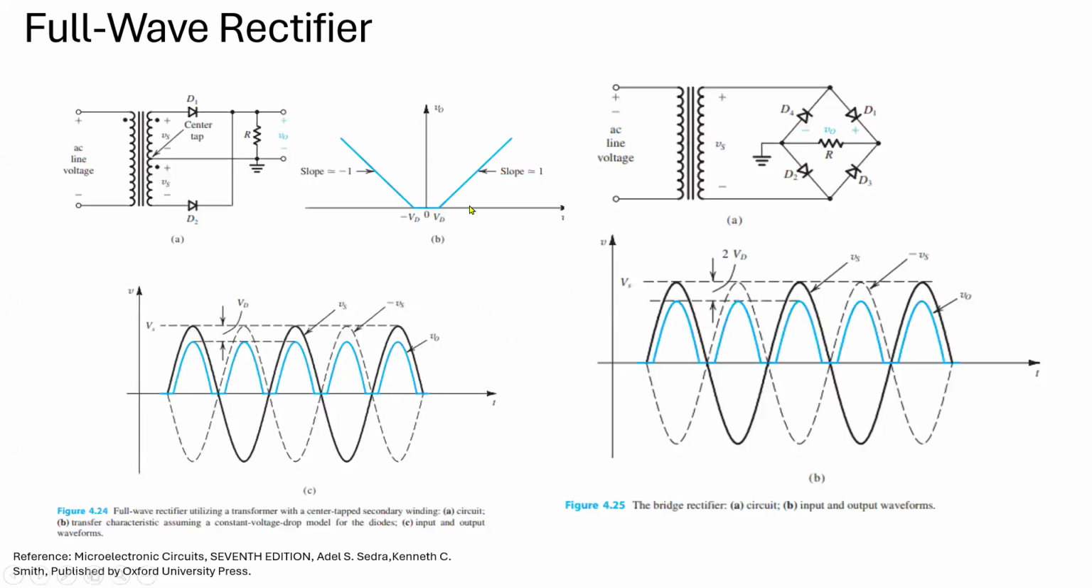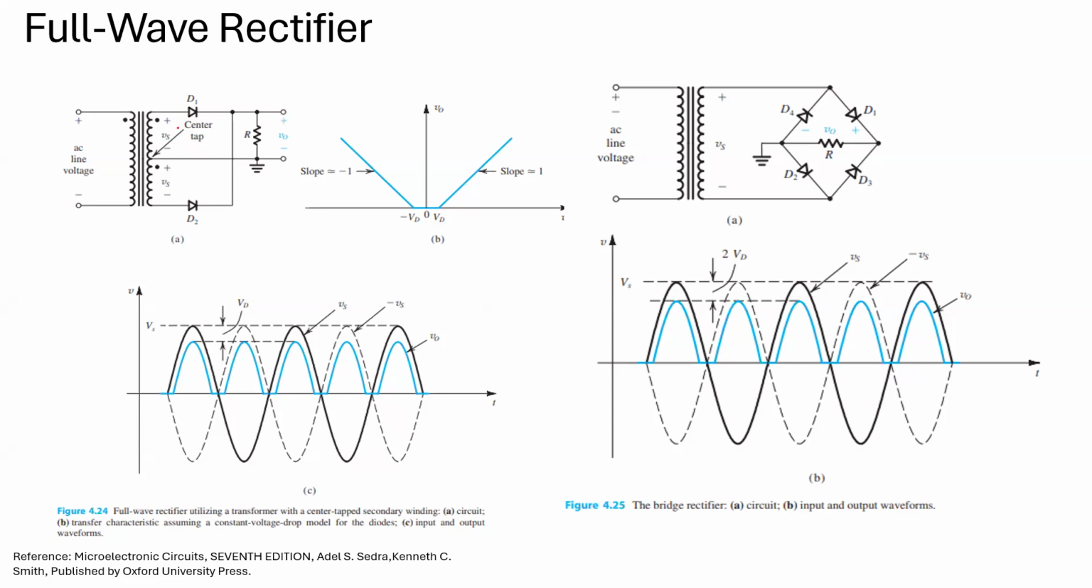Now we will be seeing a full wave rectifier. A full wave rectifier's functionality is basically the same as the half wave rectifier. The only difference is that here both of the half cycles of the sine wave get rectified. So this is a center tap rectifier and this is a bridge rectifier. The center tap rectifier is basically the same as two half-wave rectifiers connected in proper connections.